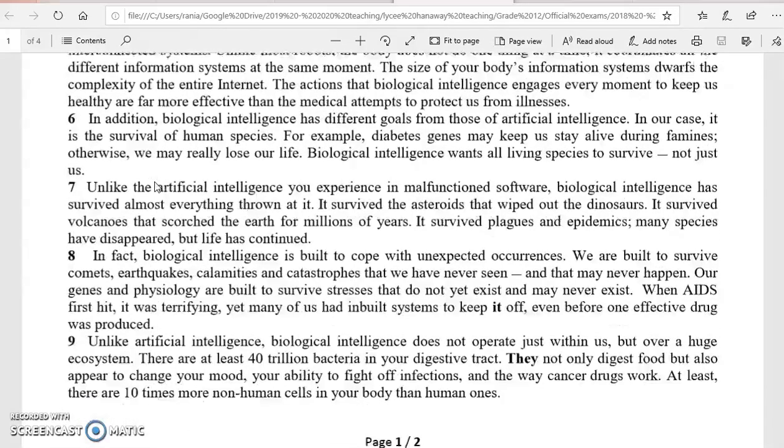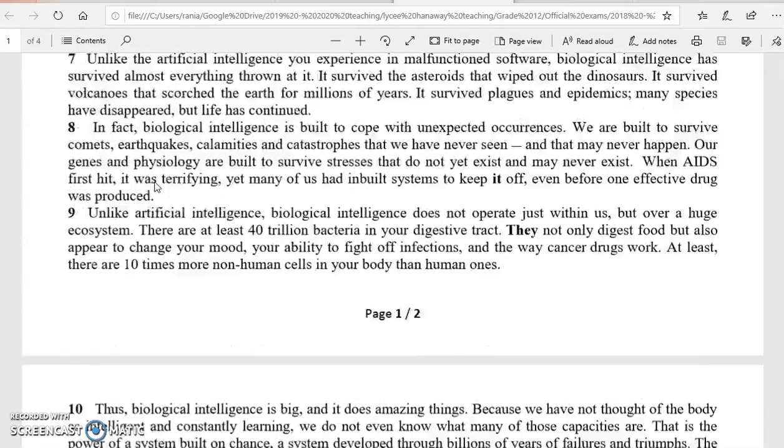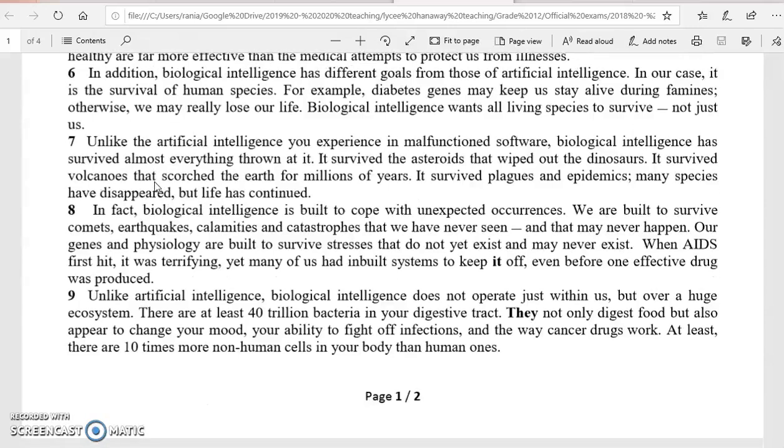That's it. Let's go to 6 and 7. In 6, we have biological intelligence, artificial intelligence, biological intelligence. This is a key term. In paragraph 7, we have artificial intelligence also and biological. So as simple as that. In paragraph 6 and 7, we have repetition of key terms. And that's it. It doesn't need any explanation.